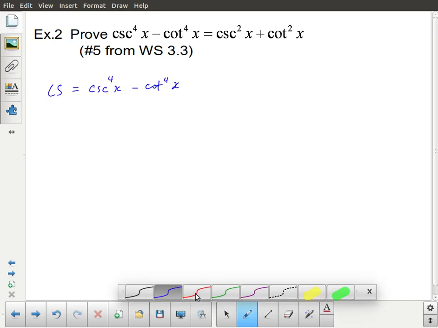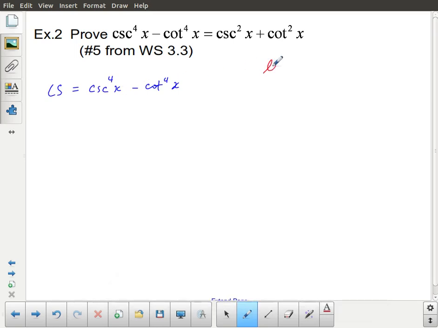Now to do this one, we're actually going to use a mathematical trick, and to a certain extent we're going to use a mathematical trick twice if you need to. The first thing I recognize is that this is to the power 4, this is the power 4. We've got something that's even here. I'm going to say let A represent cosecant of x, B represent cotangent of x.